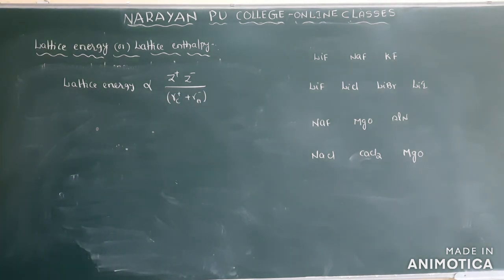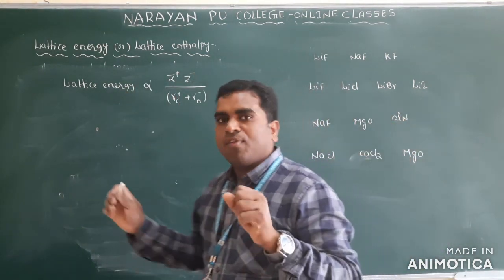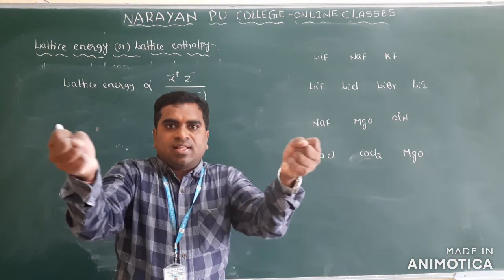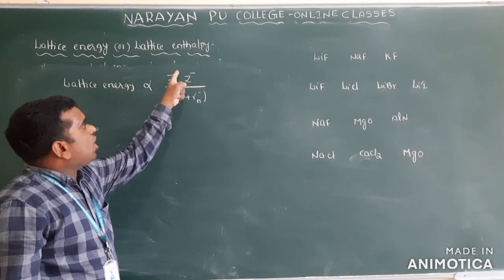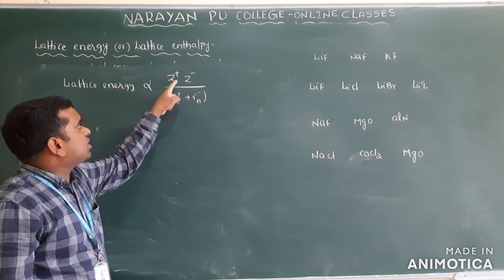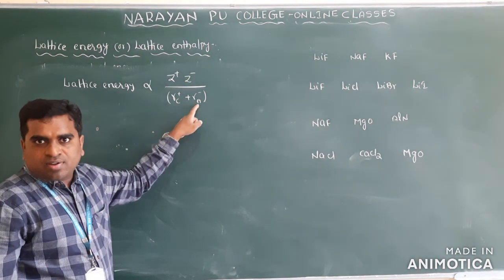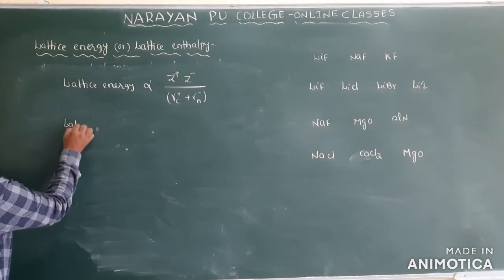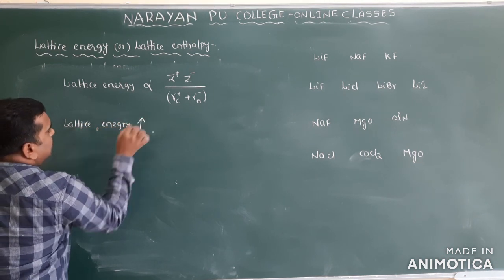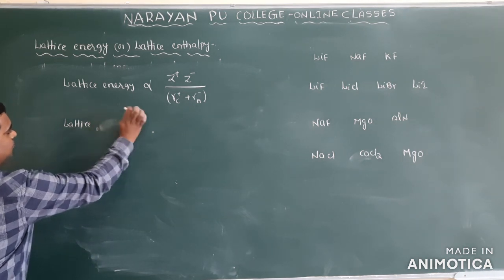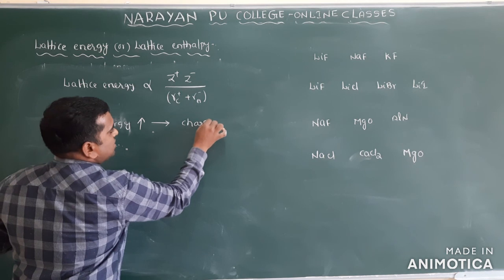What does it mean here? The lattice energy is directly proportional to the charge on the ions. If the charges on the ions are greater, attraction forces are greater, and it will form a very strong bond. Z plus means the charge on the cation, Z minus means the charge on the anion, and then the radius of the cation and radius of the anion. Clear? Lattice energy increases as the charge on the ions increases.